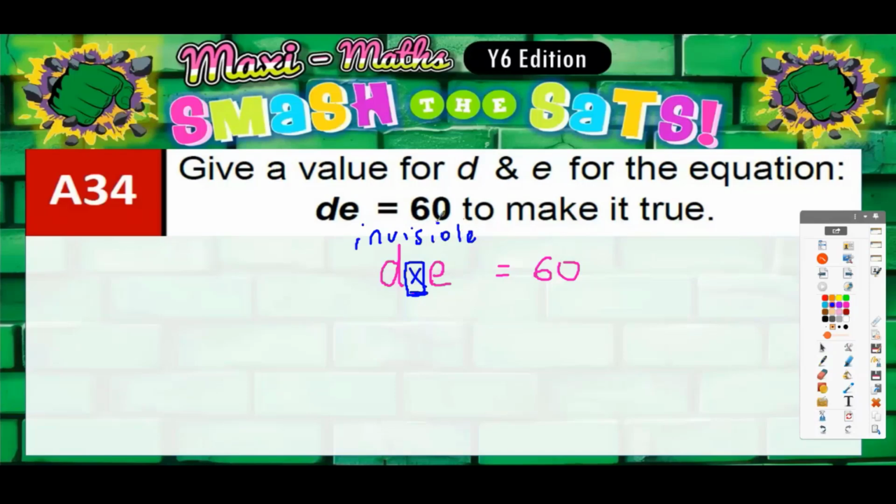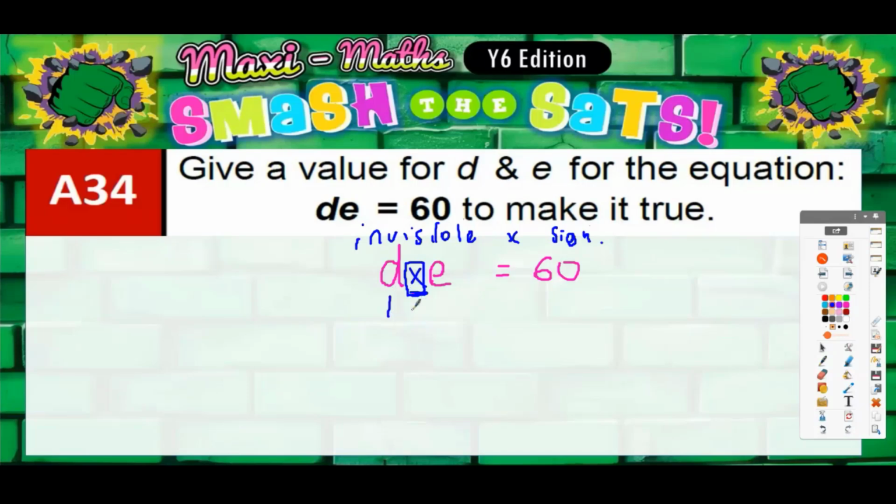So, invisible times sign. Okay, so we're basically looking for a number for D and a number for E that times together to make 60. So two numbers that times together to make 60. Now there are different answers for this. So it's all about what times these together to make 60.